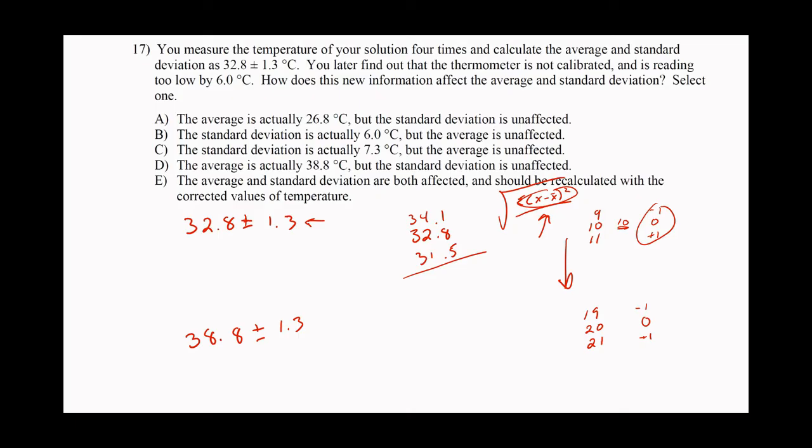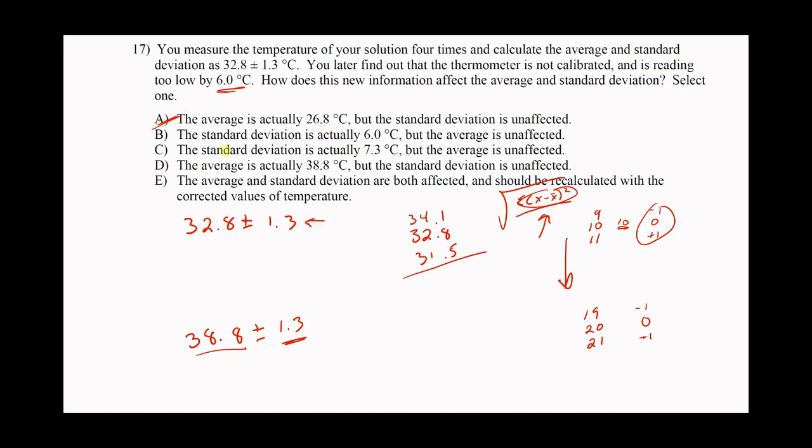So we have a shift in temperature because we know a calibration is off. This is a systematic error. It does not affect the random error, right? It's a systematic error. This is a random error. It does not affect it, okay? So how does this new information affect your standard deviation? The average is actually 26.8, but the standard deviation is unaffected.